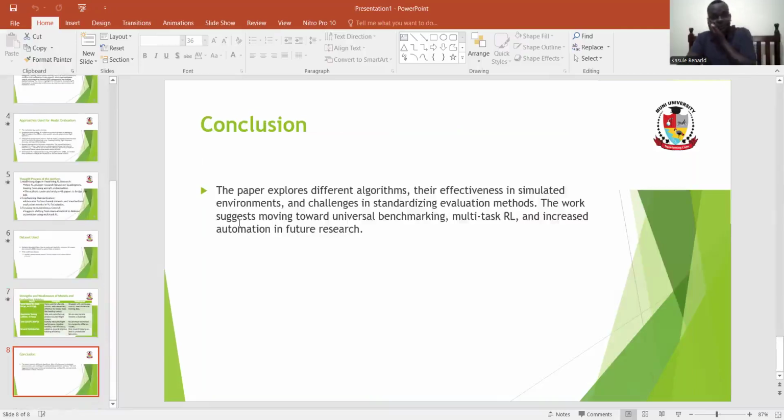Now, conclusively, if you go on to read that paper, we realize that the paper explores different algorithms, their effectiveness in simulated environments, and then the challenges in standardizing evaluation methods. So they would suggest moving towards universal benchmarking, multi-task reinforcement learning, and increased automation in the future. So briefly, that's what I can say about the research that I've conducted.